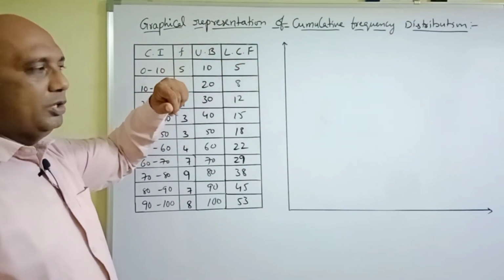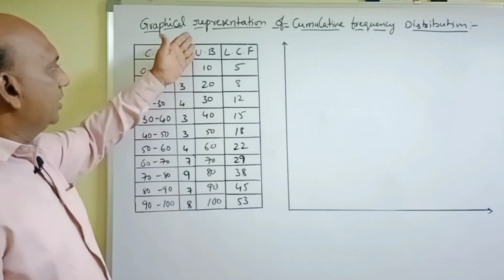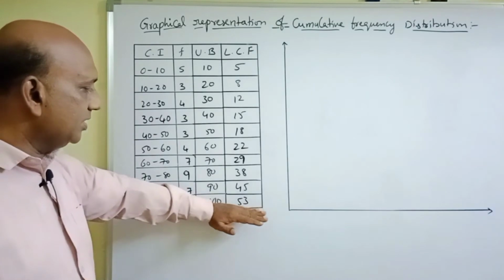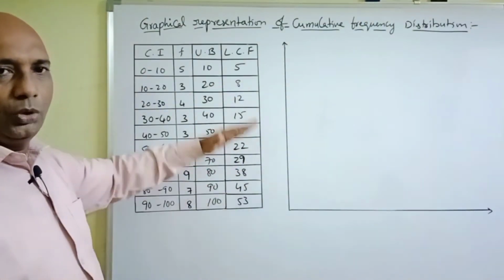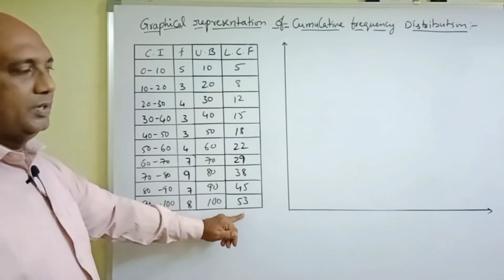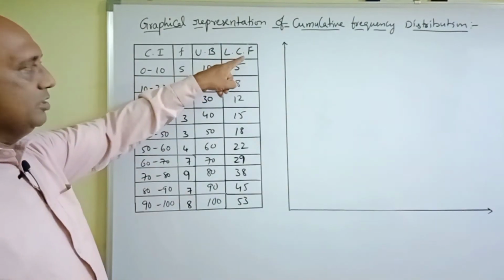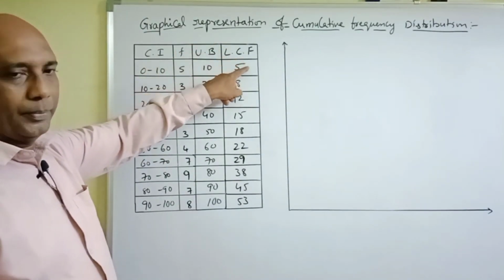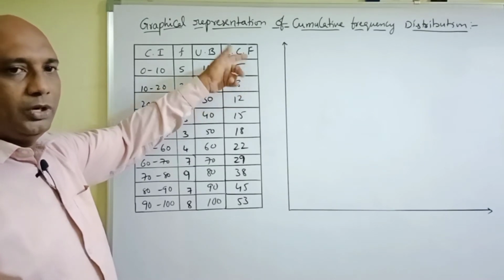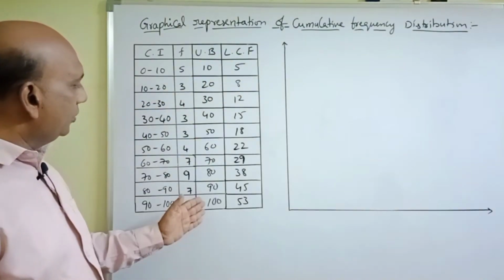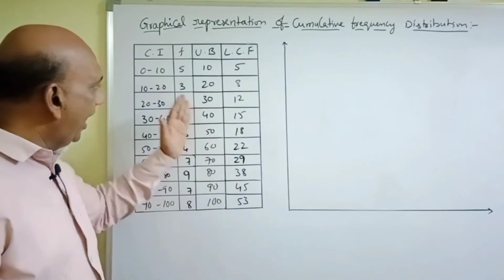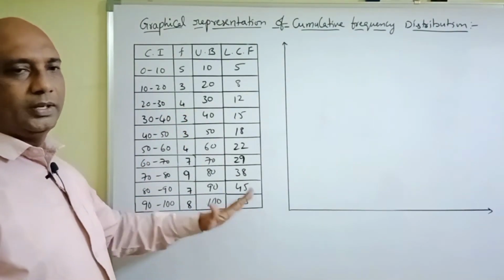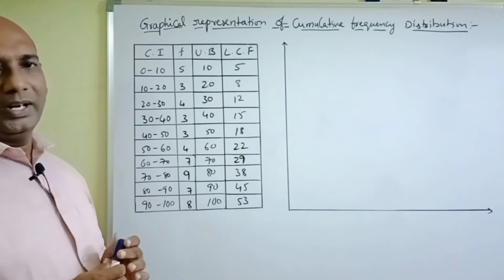For the greater than cumulative frequency distribution, take lower boundaries and add all these frequencies from the bottom. For less than cumulative frequency distribution, upper boundaries and add the frequencies from upper. For greater than cumulative frequency distribution, take lower boundaries and then add these frequencies from lower. Okay, remember it carefully, don't get confused.